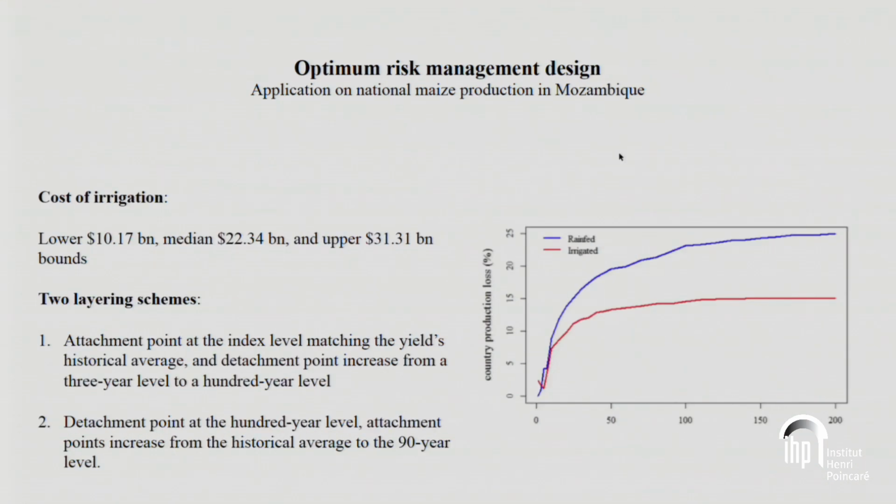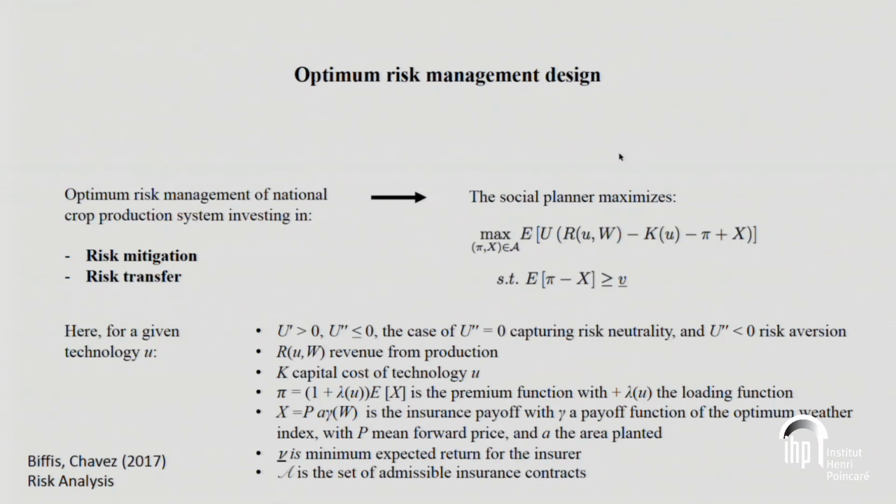Here we built a model with Enrico where we are optimizing, from the social planner's perspective, how much we invest in reducing risk versus how much we should invest in transferring the risk to the financial markets. So how much do you invest in insuring yourself or in reducing risk? Here we maximize a utility function where we embed a premium that you pay, the payout that you receive, and the weather index that is a proxy of economic loss.